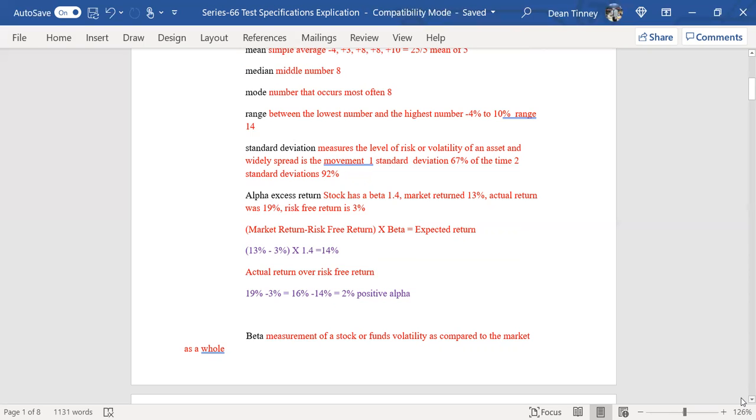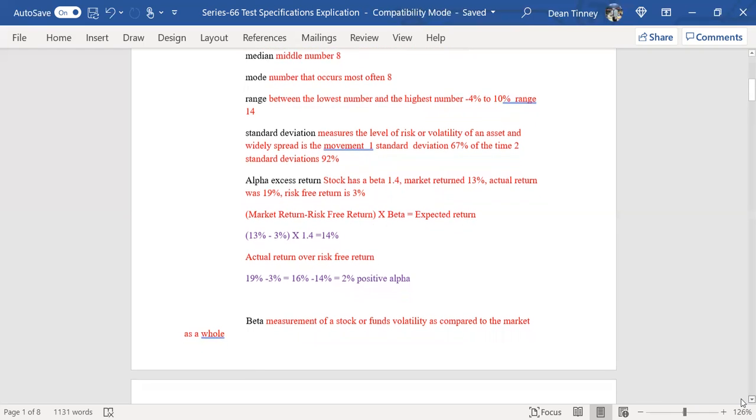So to figure out the alpha, we took the 13% that the market gave us. We took the risk-free rate of return. I think a risk-free rate of return is what you get for not playing, right? So I didn't need to risk my capital to get 3%. So we were expecting, based on beta, to get a 14% return. We actually got 19%. And again, we're going to back out what we could have bought, T-bills or T-notes or whatever we used as our risk-free rate of return. And so we got 16, we were expecting 14. So I feel pretty good. We got 2% and positive alpha. So pretty cool.